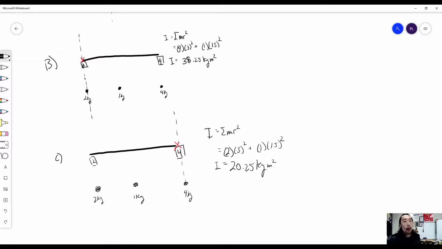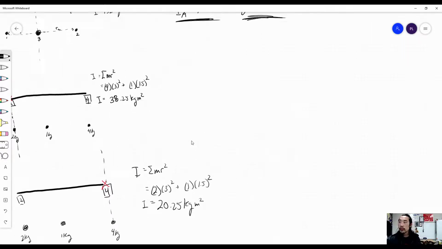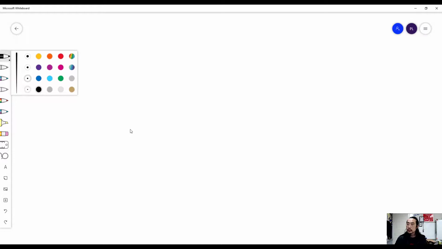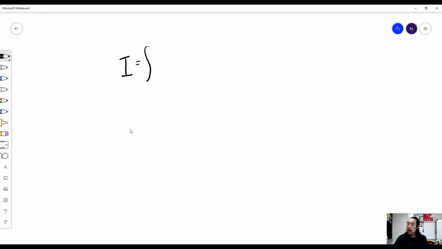All right, so that's one form of the equation that you will find on your equation sheet. Here's another one. This one, we're going to get a little bit more into the calculus side of things. The equation looks like the following. All right, the rotational inertia is the integral of r squared dm.